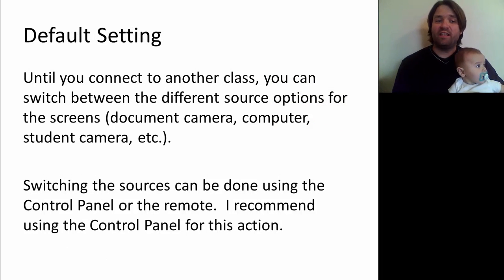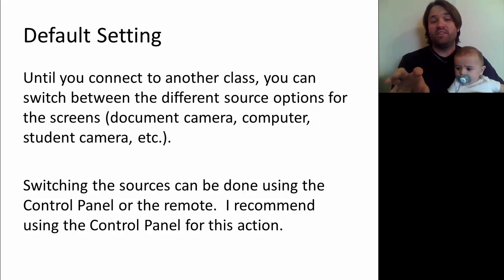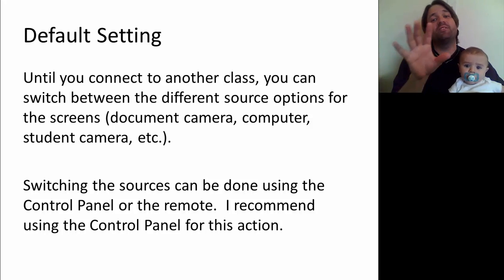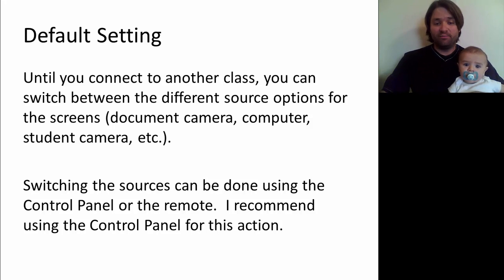Now, the default setting, that is until you connect with another class, is going to be the instructor camera, but you can change the source options that you're using. So you can go from the instructor camera to the document camera to the computer, etc. Switching the sources can be done either using the control panel or the remote. And I recommend using the control panel for this action.